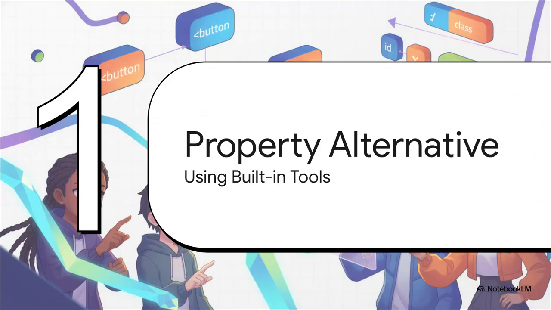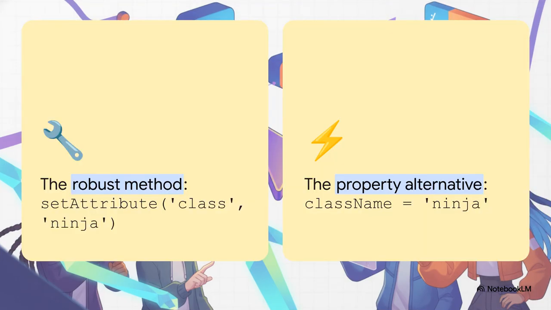Section 4, the property alternative, using built-in tools. On the left side, you're seeing the method approach we just mastered, link.setAttribute('class', 'ninja'). Very straightforward. But on the right side, look at this alternative, link.className = 'ninja'. Because className is actually a built-in property, we get to use the assignment operator, that trusty equal sign, to update it. This single line of code achieves the exact same result as the method on the left, but it uses a completely different syntax.